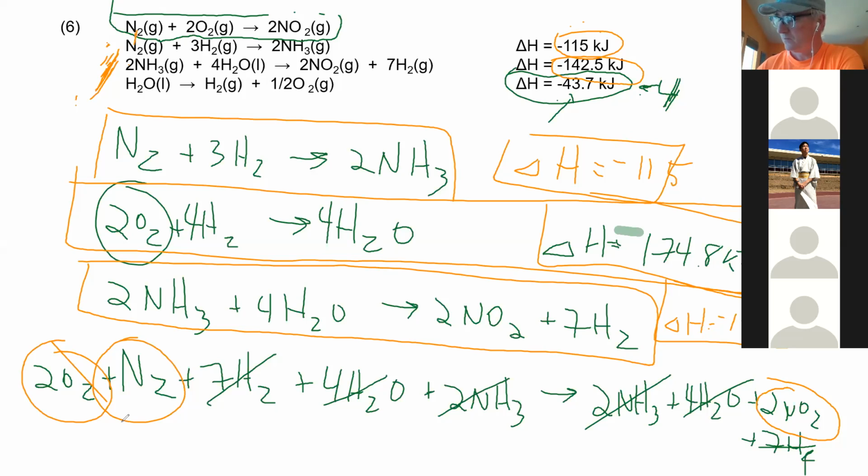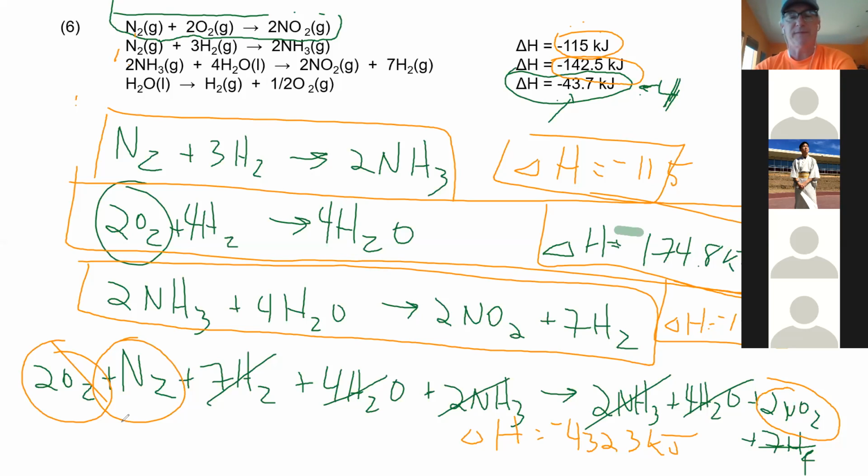What do people get? Negative 432.3 kilojoules. That is correct. Good job. Yes, I hope you see the pattern of dealing with these. If you find a system and stick with it, it helps these become not so onerous.